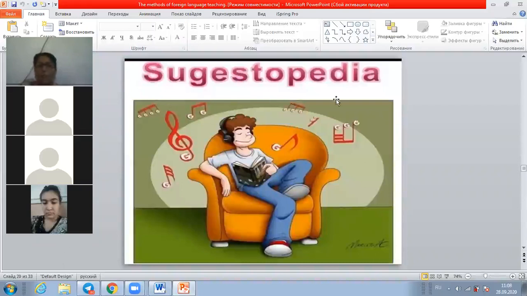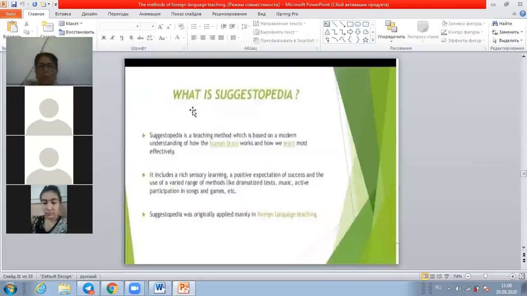Suggestopedia. What is suggestopedia? It means brain work. Students should think about what he or she is going to learn. He should think about it and he should suggest some new information. Here is some information about what is suggestopedia.